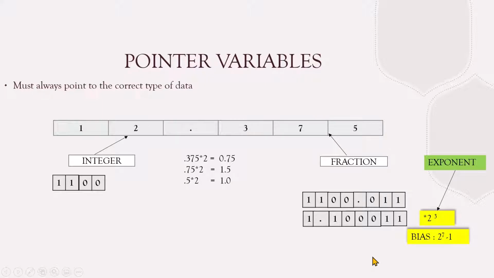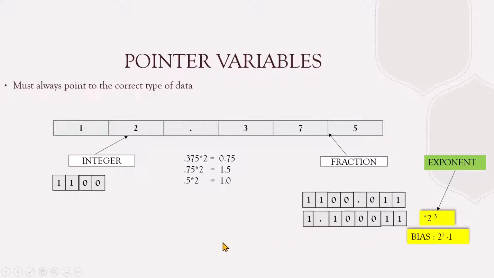127 plus 3 would be 130. So now we have our exponent as 130. We have what is called our significand, ending in a D there. And of course, this is going to be these numbers.